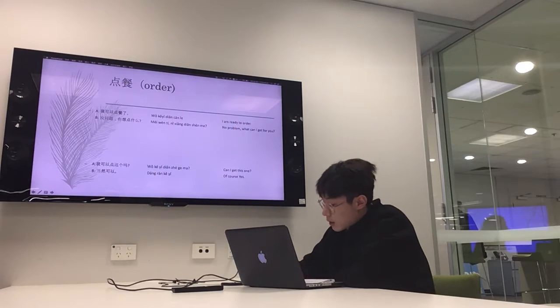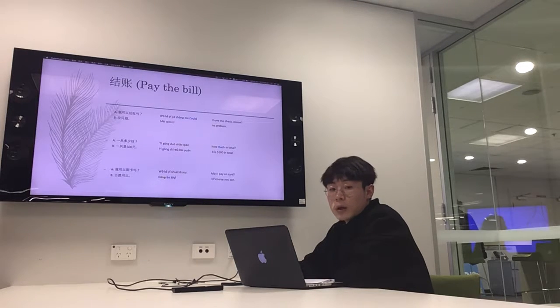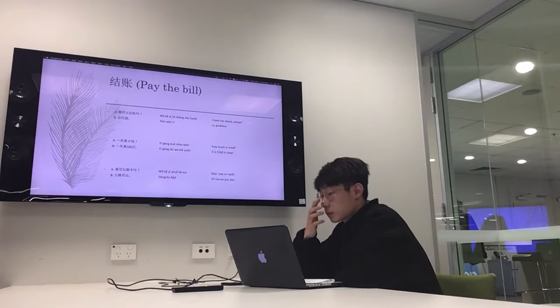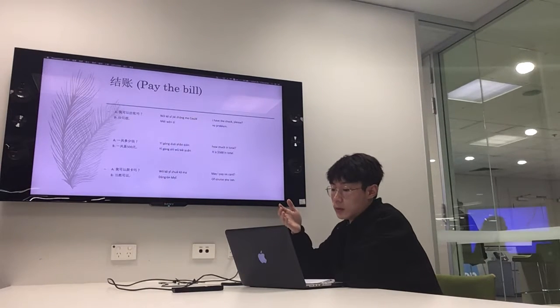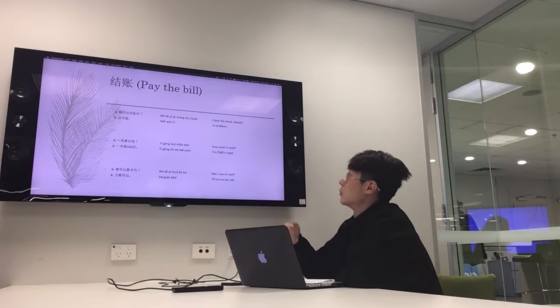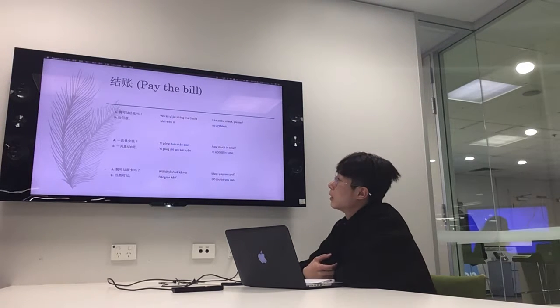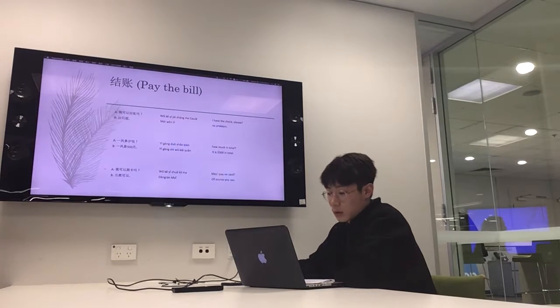And the last section is paying the bill. So when you want to finish the meal and pay the money, you go to the check desk and you can ask 我可以结账吗? Can I have the check, please? So the cashier will reply, no problem.